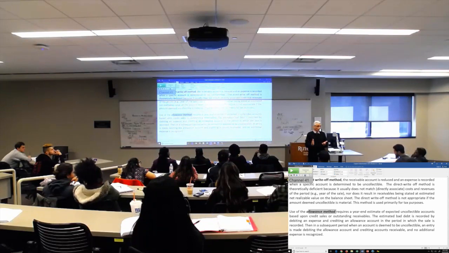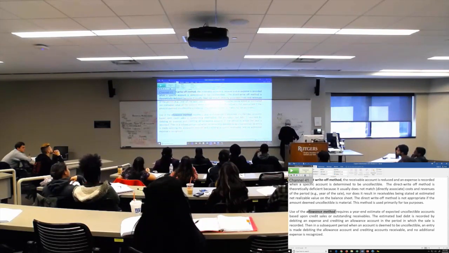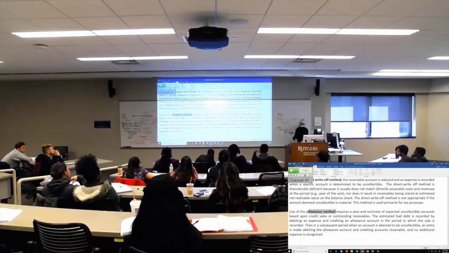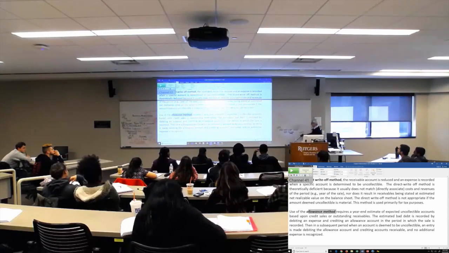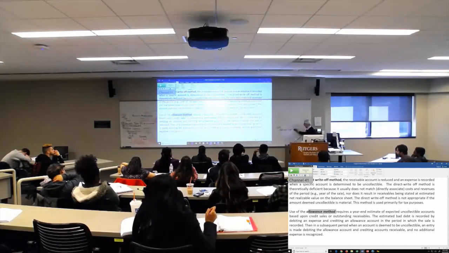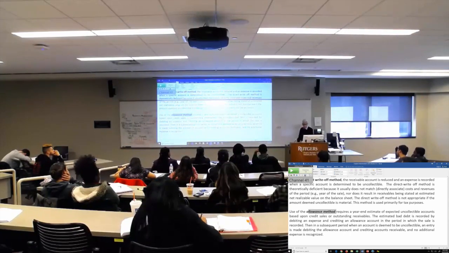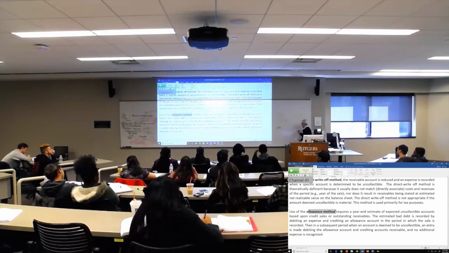No other expenses. So if this customer, let's say in 2019, and you don't need to copy this because we're going to show you a full example. In this case, if an account is actually written off, you debit the allowance. And you credit accounts receivable.